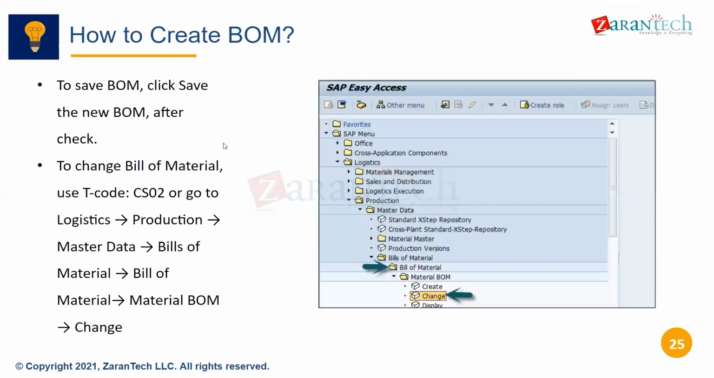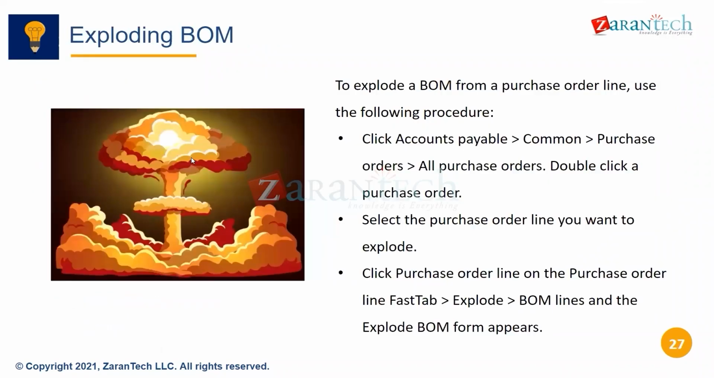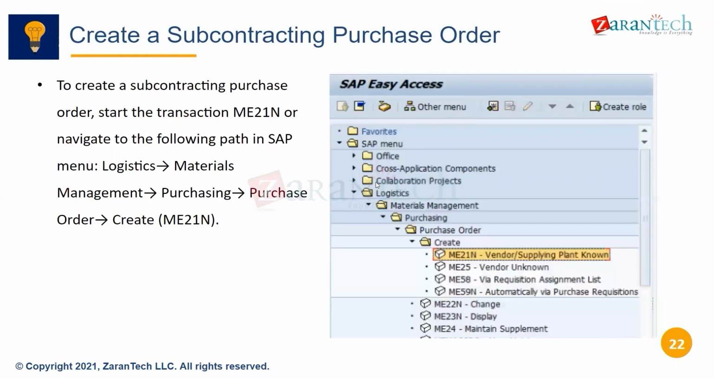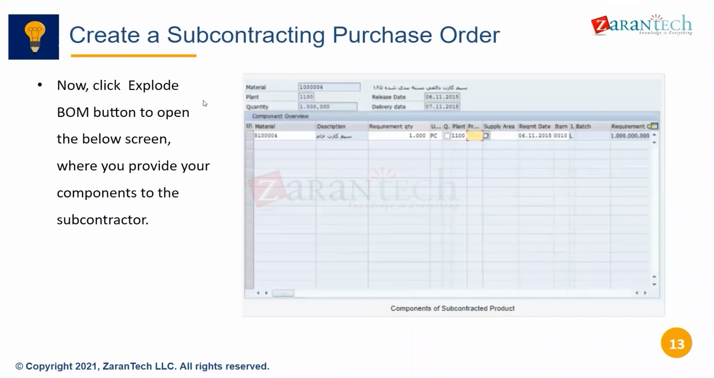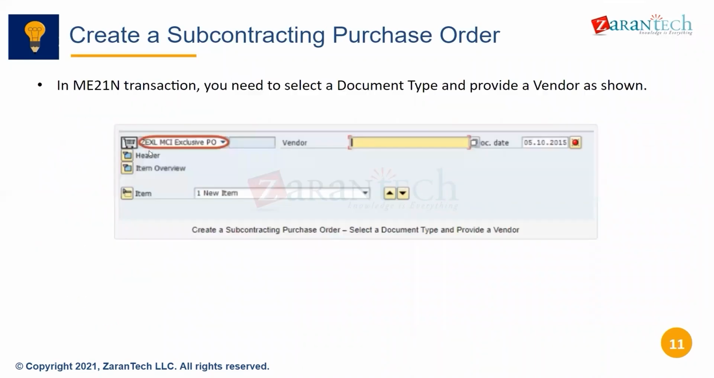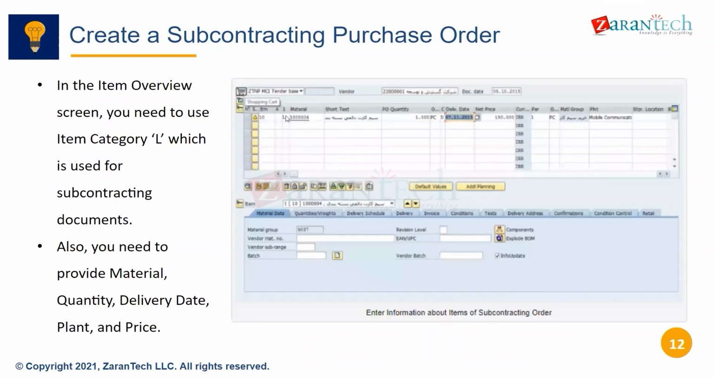These are the steps of BOM creation. How to explode the BOM, I'll show you. Then I'll show you how to create the subcontracting purchase order. For the item category, we need to use L in that case, so that we get to know that the PO is a subcontracting PO, which is represented by the L.